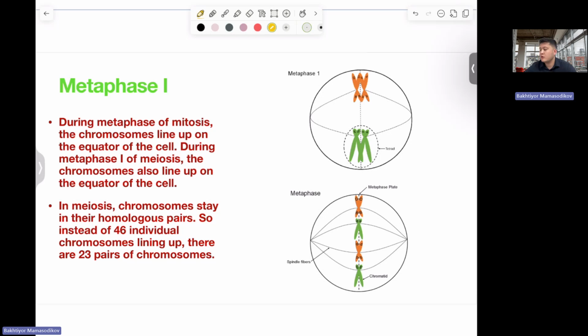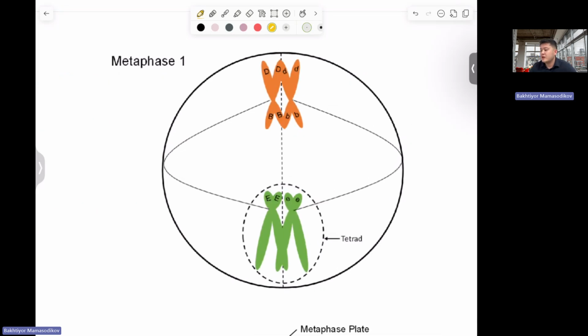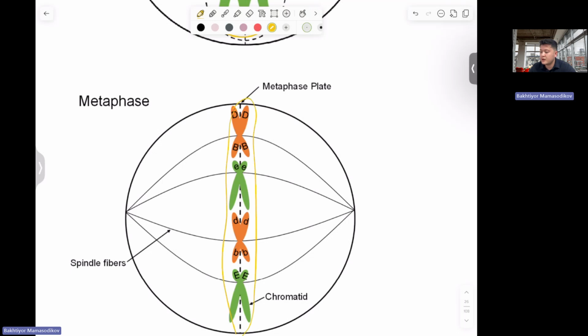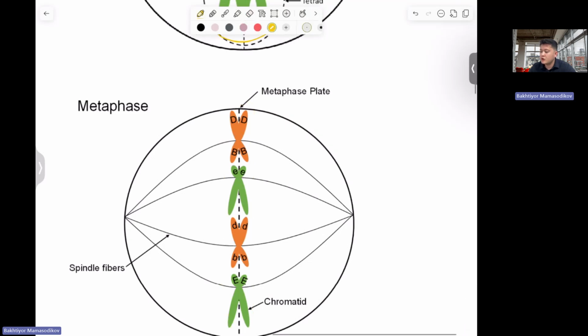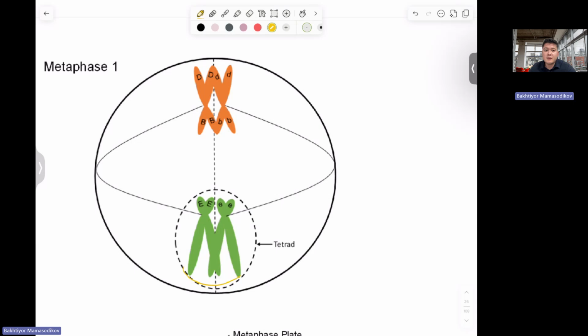The 23 homologous pairs. Let's say here we have two pairs of homologous chromosomes, right? Those tetrads are lining up in the metaphase plate or equatorial plate. We talked about the metaphase of mitosis. Please watch it if you haven't. Now, not individual chromosomes lining up in the metaphase plate. Do you remember, in mitosis, individual chromosomes line up in the metaphase plate? But in meiosis, the homologous chromosomes pair together, and the homologous pairs are going to line up.